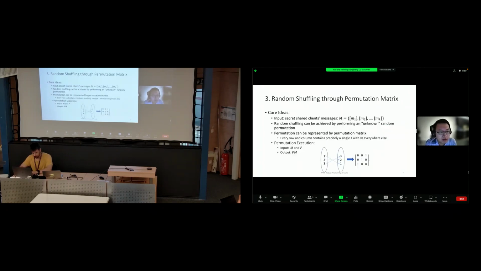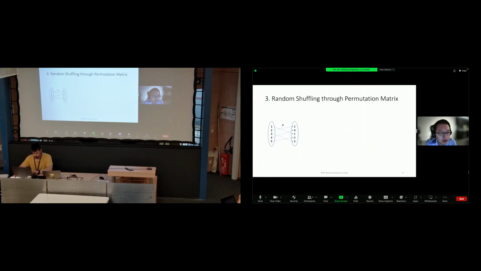The core idea of this work is that we can achieve random shuffling by performing an unknown random permutation. This permutation has to be not known by the adversary. A permutation can be represented by a permutation matrix. You can see a small example of how to transform a 3-to-3 permutation to a permutation matrix. These matrices have a very good property: each row and column will contain precisely one single one, and all other places should be 0. With this permutation matrix, the permutation can just be performed using matrix multiplication.